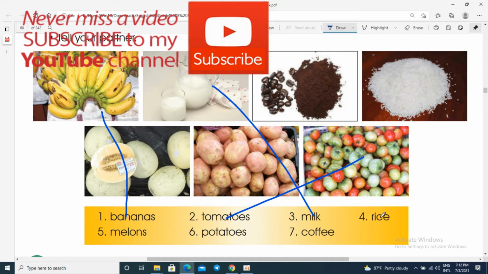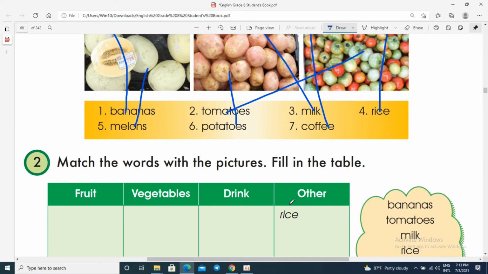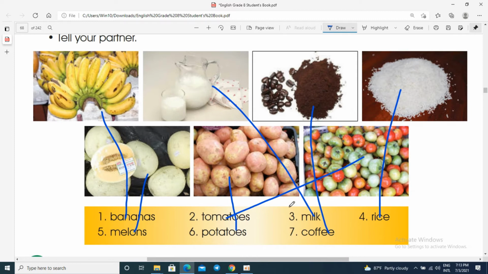And where is the rice? Here. Where are the melons? Here. Okay. Where are potatoes? Here. Where is coffee? Here. Sure. Okay. Yeah, I hope you are sure about that.